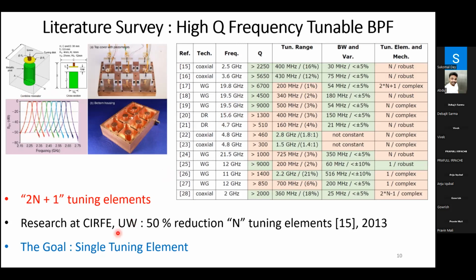So when I joined the University of Waterloo, we asked ourselves, can we further reduce this to a single tuning element? That would be revolutionary, because then you have a single motor, you rotate the motor, and the frequency response tunes. So the control system design is extremely simplified. That's the reason why a single tuning element is a goal, and it is hard to do.